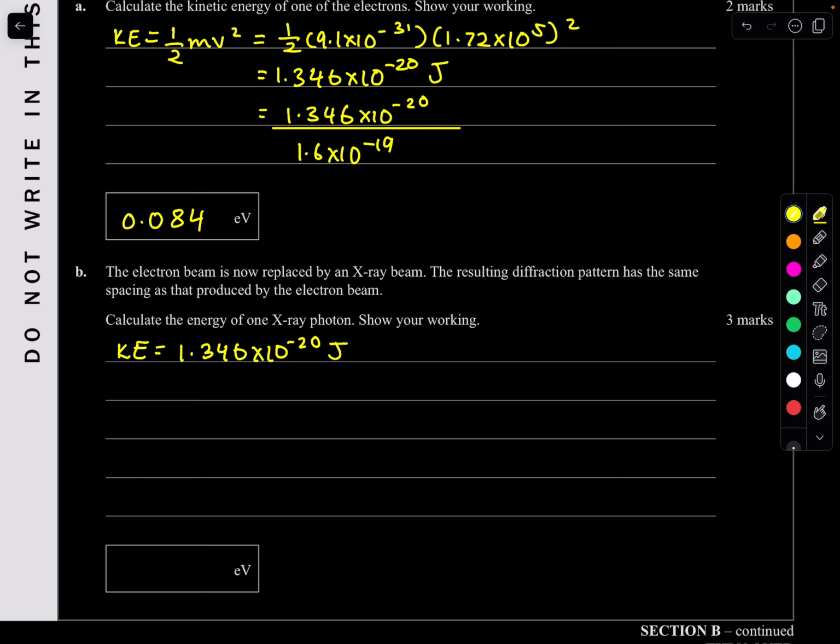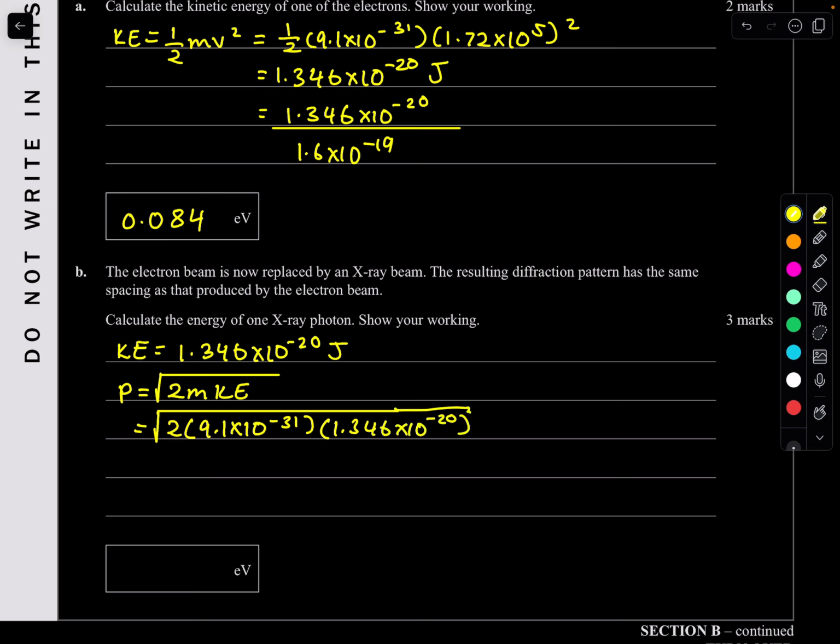I know that momentum and wavelength are the same for both, because if we want to produce the same pattern, the X-rays and the electrons are going to have the same wavelength and momentum. So I'm looking at my formula sheet. What formula will give me momentum right now? Okay, so I can relate that momentum is the square root of 2m times kinetic energy. Your mass of an electron is 9.1 times 10 to the negative 31. Your kinetic energy is 1.346 times 10 to the negative 20.